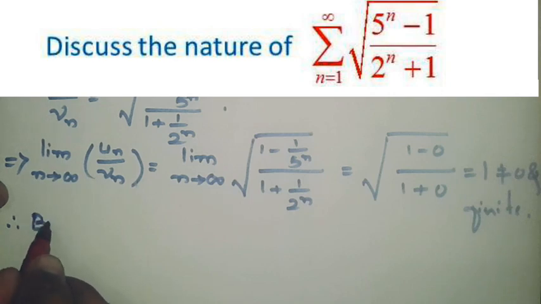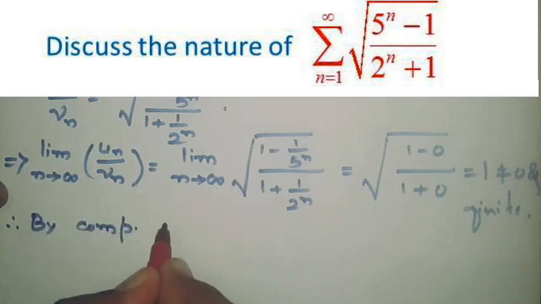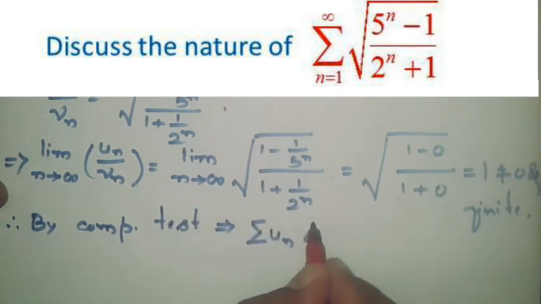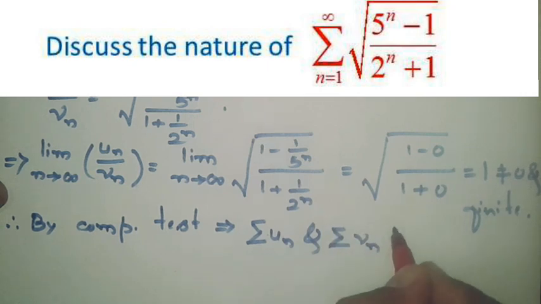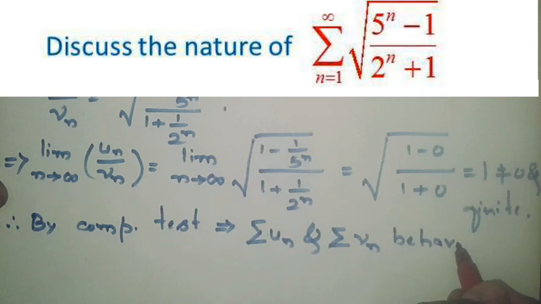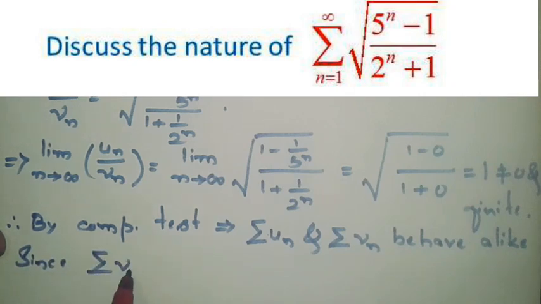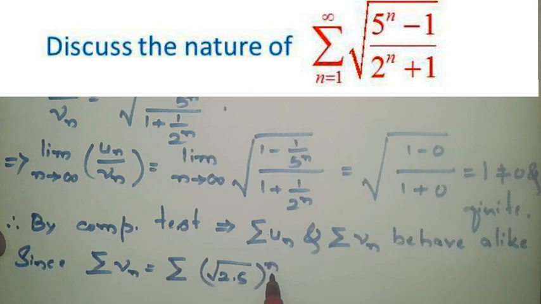Therefore by comparison test it implies summation un and summation vn behave alike. We can conclude like this, that is, the nature of the two series summation un and summation vn is same, and we know that summation vn is a known series to us, since summation vn is nothing but summation of square root of 2.5 to the power n, which is a geometric series.